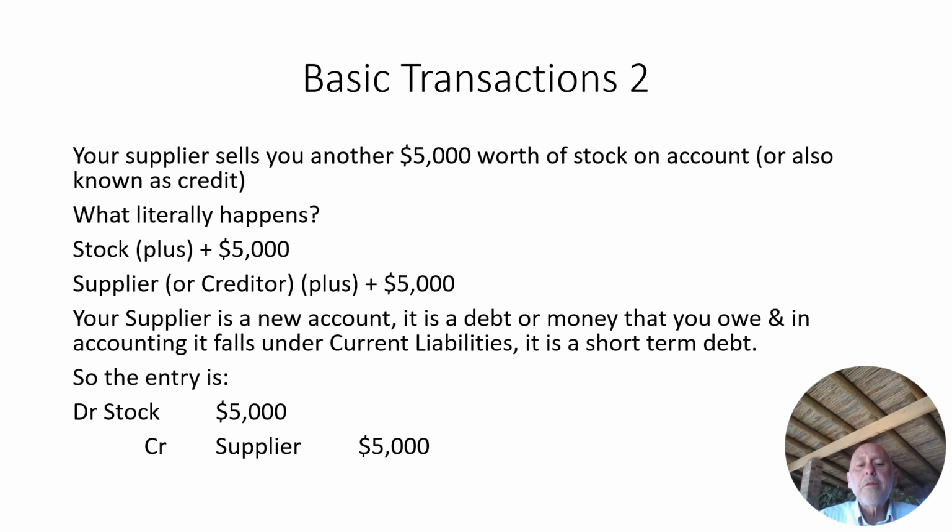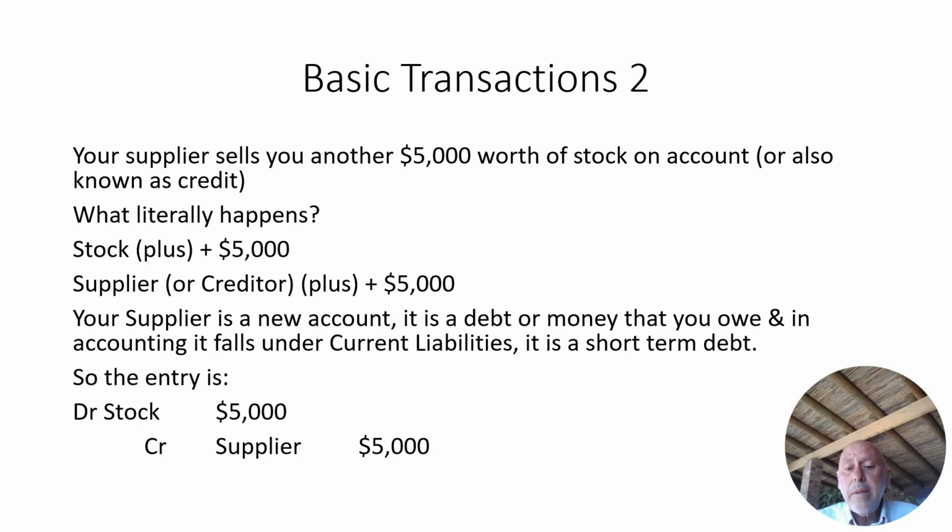We haven't seen this in the balance sheet, but I'm creating a new current liability called your supplier. Collectively, they're also known as creditors. And the creditors is also going to go up by 5,000, as you owe this person that $5,000 as you haven't paid for it yet. Okay, so I just want to show you the entry for that. Basically what I'm saying is your supplier is a new account. It is a debt or money that you owe, and in accounting it falls under current liabilities. It is a short-term debt.